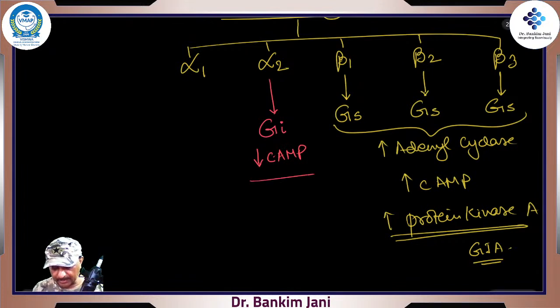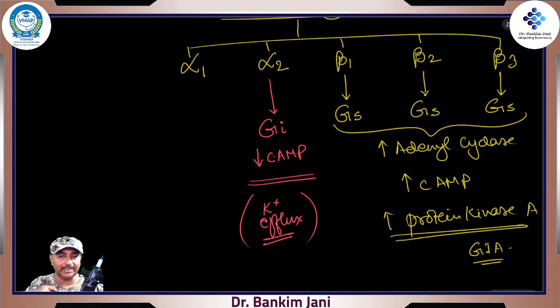So here, when it is inhibitory effect, just remember, it will lead to potassium efflux, right? How it occurs, we'll discuss. But just potassium efflux. E means exit. Exit means it goes out, right? Potassium goes out from the cell. The cell will become negative, right? Cell will become negative. Acha. So this is for the potassium efflux.